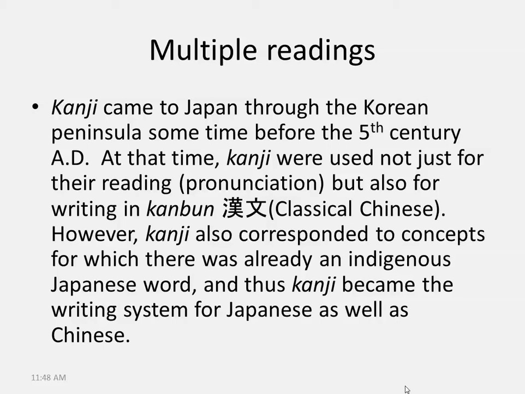Originally, kanji came to Japan through the Korean peninsula sometime before the 5th century AD. At that time, kanji were used not just for their reading, for their pronunciation, but also for writing in kanbun, in classical Chinese. However, kanji also corresponded to concepts for which there was already an indigenous Japanese word. And thus, kanji became the writing system for Japanese as well as Chinese. I know I'm simplifying things to some extent, but we'll get down into the weeds very quickly.